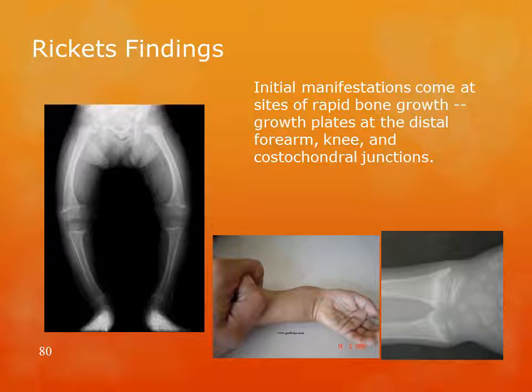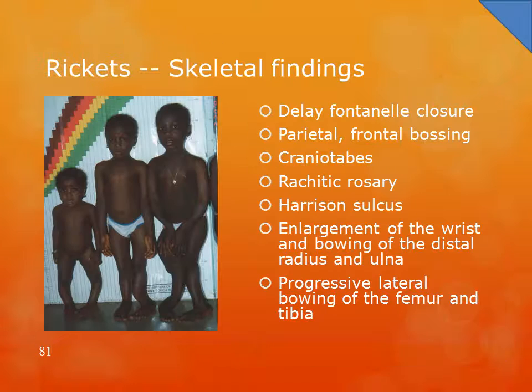Very painful. So initial manifestations of rickets come at the sites where the bone growth is most rapid. Are you noticing that this little kid's legs are very bowed? Are you noticing what's happening at the radial styloid right there? With a bone condition like rickets, the first place that we'd expect to find findings would be in the skeleton.